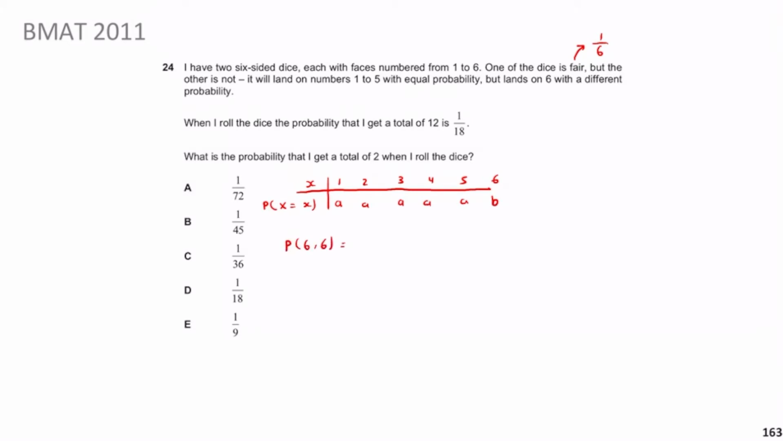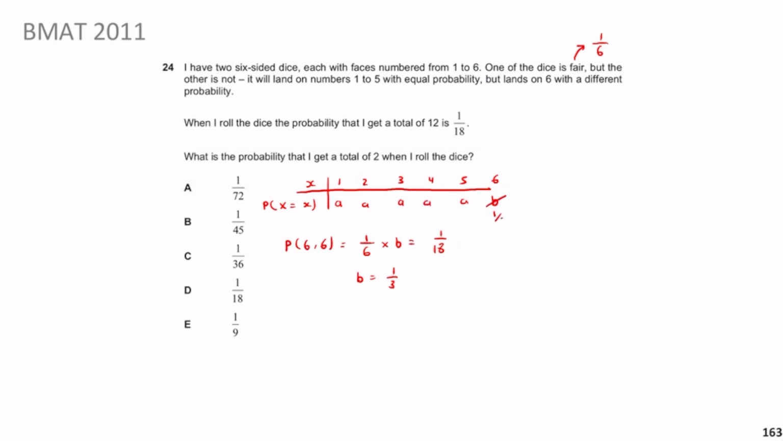So the probability you get a 6 and a 6: a 6 on a fair one would be 1 out of 6, times a 6 on an unfair one, which is going to be B. And this should equal 1 out of 18. Therefore, this means that B must be a third. Because if you do 1 over 6 times 1 over 3, 6 times 3 gives you 18. So B is a third, now we know that.